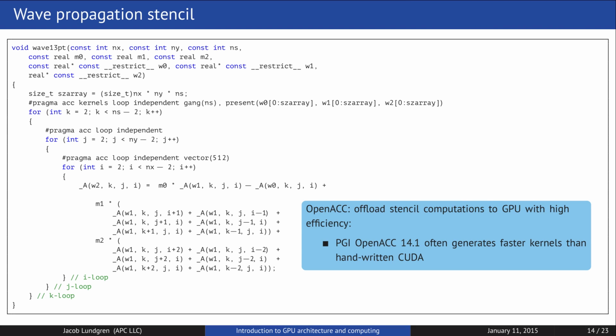So as you can see, OpenACC allows for very simple yet still powerful offloading of computations to the GPU. The PGI OpenACC 14.1 compiler can often generate faster kernels than even handwritten CUDA, which you have spent a lot of time on.